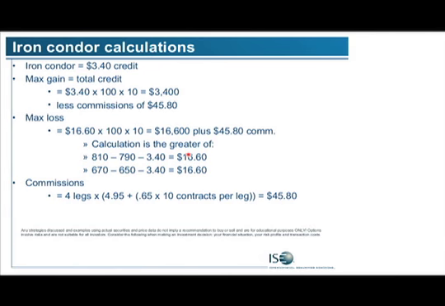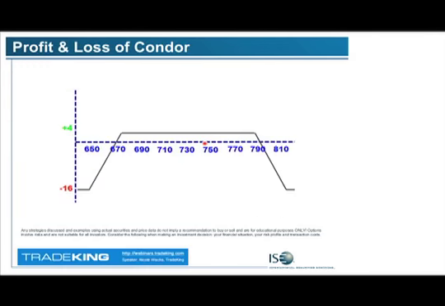The potential max risk here is $16.60 per share. Okay, so when you multiply that out for 10 contracts at 100 shares per contract, that comes out to $16,000 plus the commission as well. All right, so this is what we're talking about.